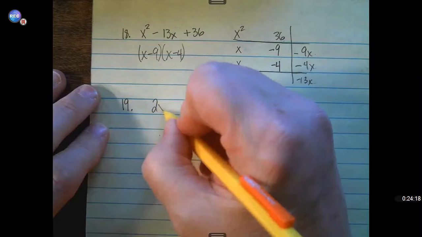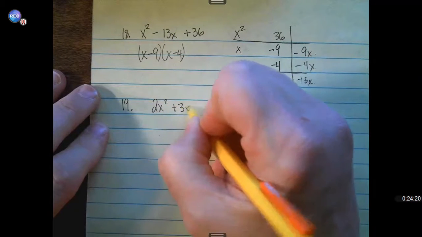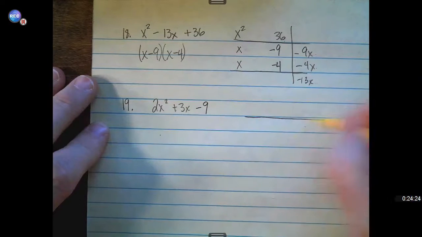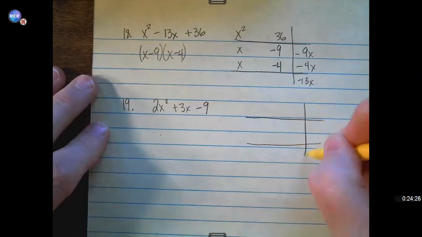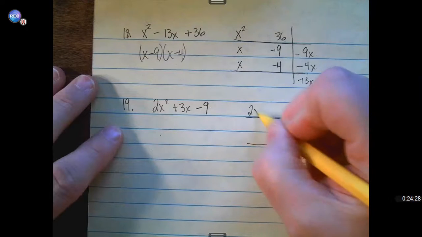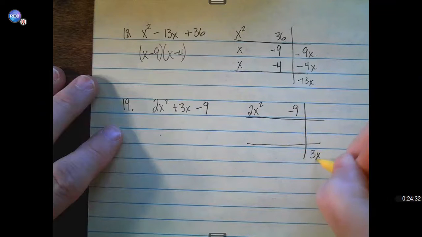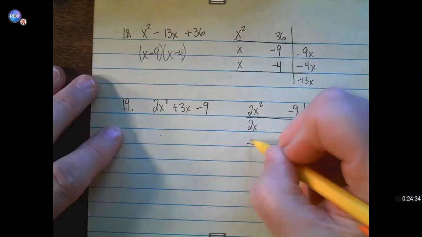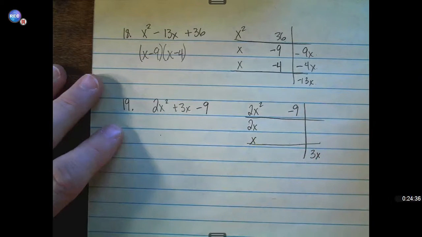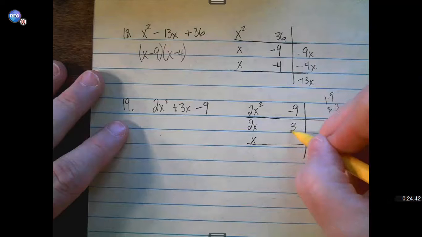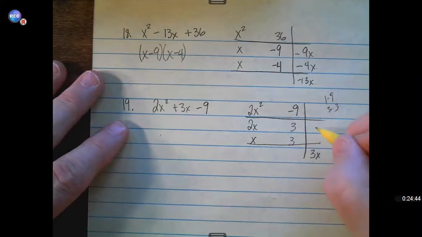19. 2x squared plus 3x minus 9. Again, no greatest common factor. So right to the factor puzzle. 2x squared, negative 9, 3x. No choice here. It's going to be 2x and x. This could be 1 and 9 or 3 and 3. I really don't think it's going to be 1 and 9, so I'm just going to put 3 and 3.